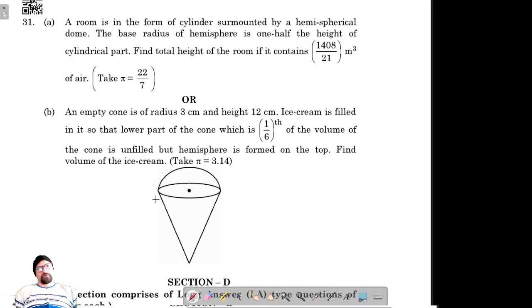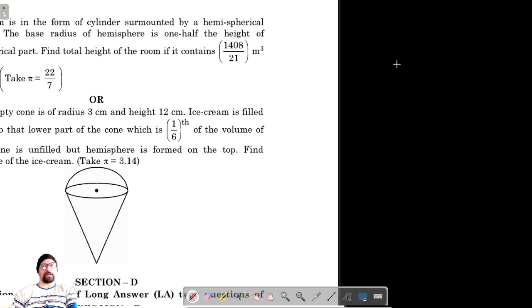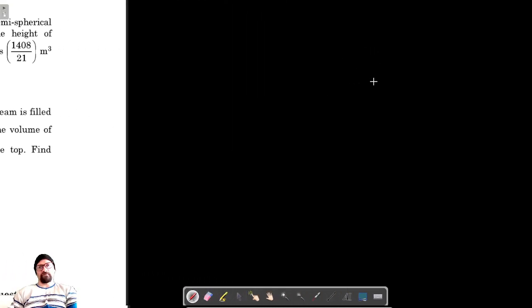So we are going to solve question number 31, both the parts A and B. Part A says that a room is in the form of a cylinder surmounted by a hemisphere. The base radius of the hemisphere is one half of the radius of the cylindrical part. So let's try to draw its rough sketch.